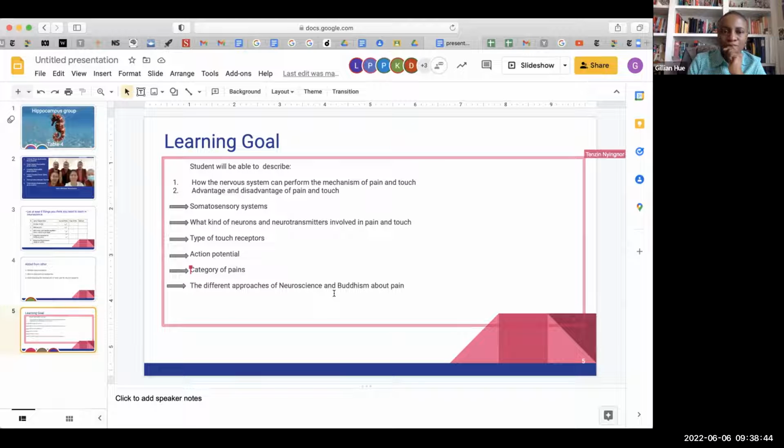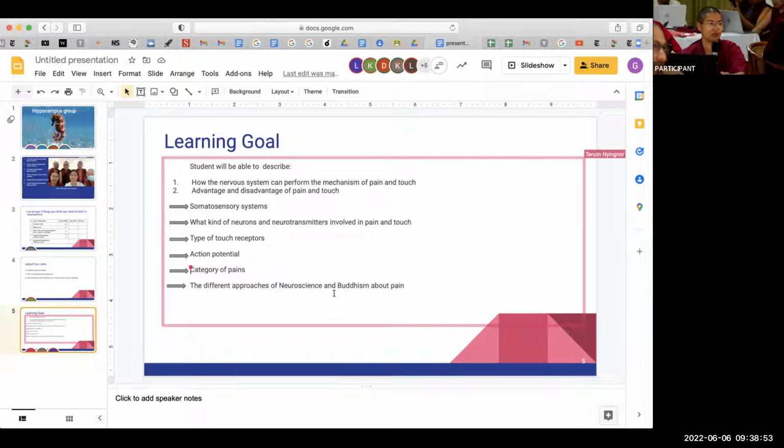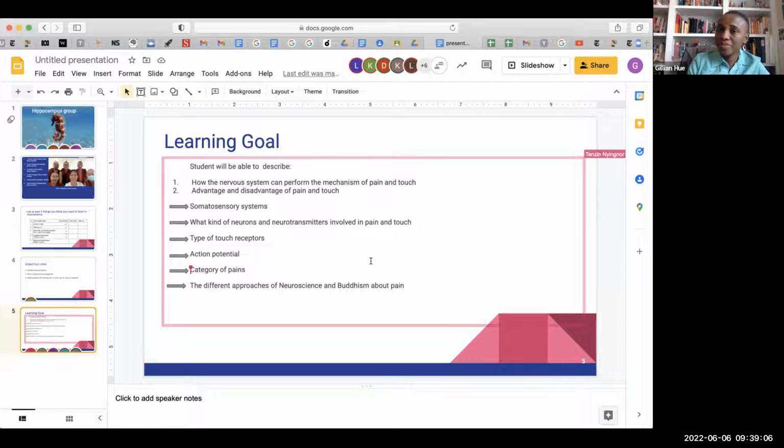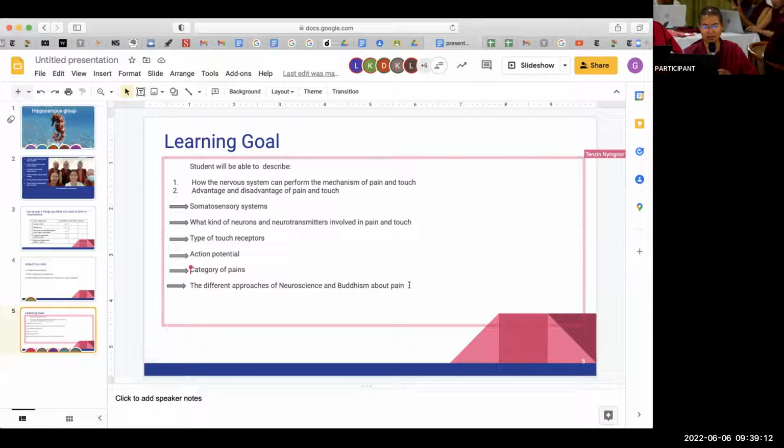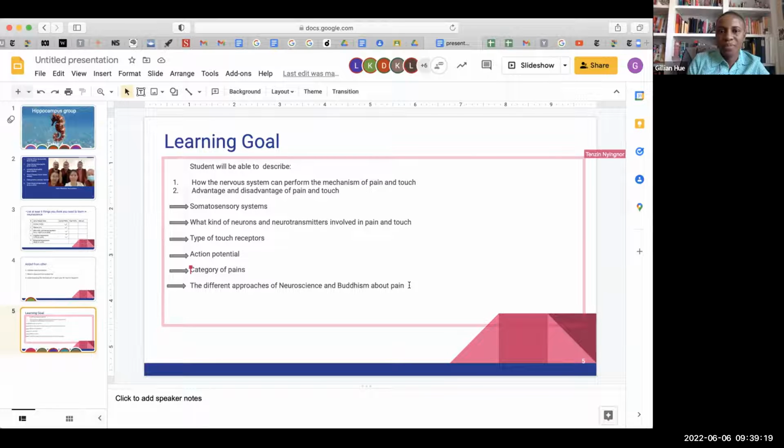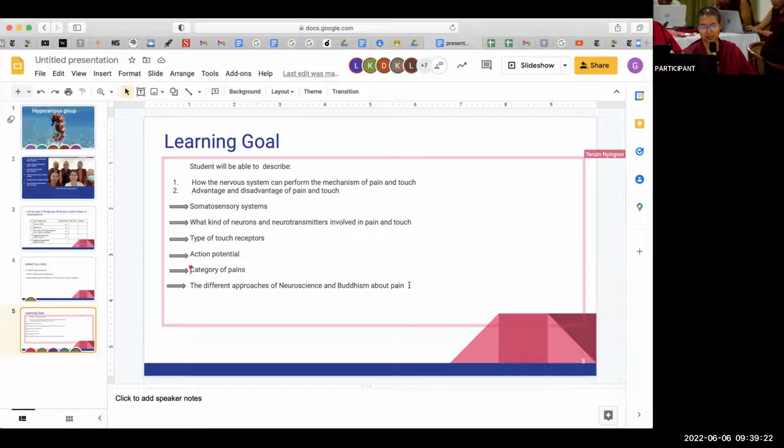So this actually came up: do we really need pain in terms of survival? Yes, so a question like this came up. One of our sub goals is the different understanding between scientists and Buddhists, the approach to pain, and how they describe pain. Another sub goal is the somatosensory system, what kind of neurons and neurotransmitters are involved in pain and touch, and also the types of touch receptors and action.